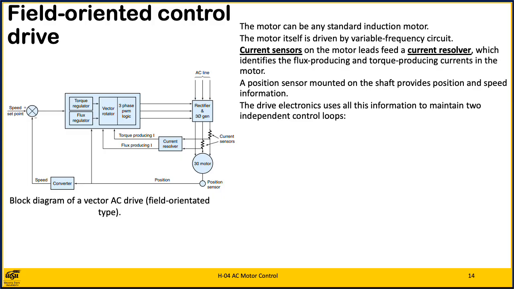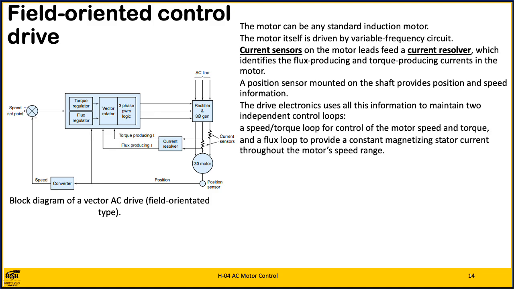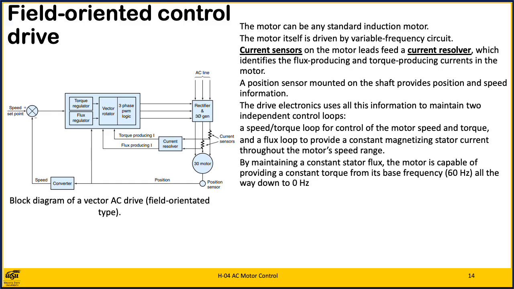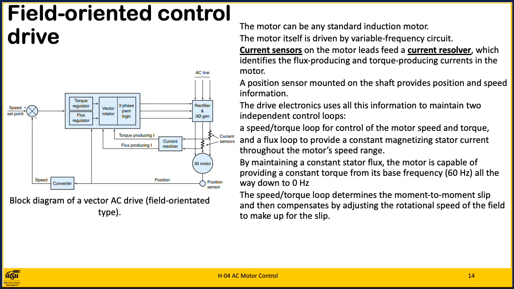The drive electronics uses all this information to maintain two independent control loops: a speed-torque loop for control of the motor speed and torque, and a flux loop for control of the constant magnetizing stator current throughout the motor speed range. By maintaining a constant stator flux, the motor is capable of providing a constant torque from its base frequency, 60 Hz, all the way down to 0 Hz.